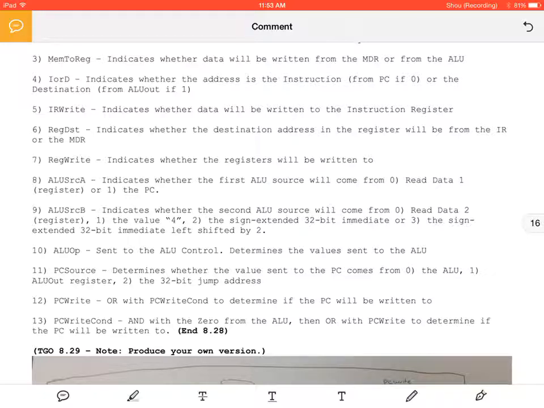ALU source A indicates whether the first ALU source will come from 0, read data, so that's coming from the registers, or 1, the PC. This buffer is being used specifically to determine whether or not you want to add PC plus 1, right? So the two options are either the PC or the first read register value. For ALU source B, we're going to have 4 different options, so it's a 2-bit control signal. Let me zoom in on this a little more so you can see.